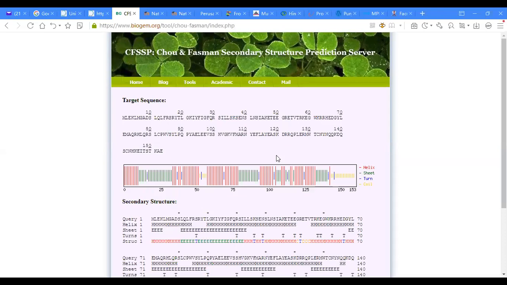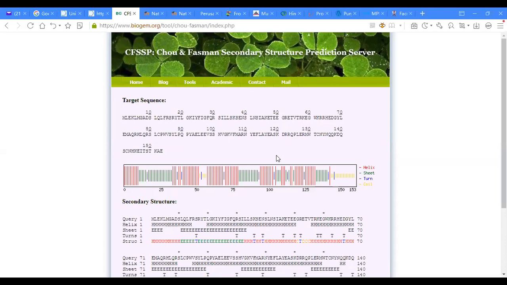There are so many tools available for secondary structure prediction. I think we discussed it in our class, or not, I don't remember. We discussed it already. Yes, there are so many tools. So in your course content we have this Chou Fasman algorithm. That's why I explained this for you guys.